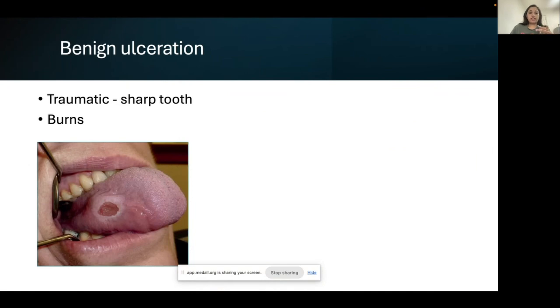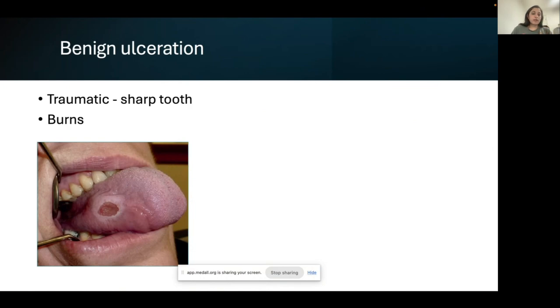Moving on, we can have benign ulcerations, so single ulcers that are very benign, and they're normally traumatic. So normally it's next to a sharp tooth or something, and they just need it to be ground down, and they just keep biting and biting and biting on that area. And it can also be due to burns.